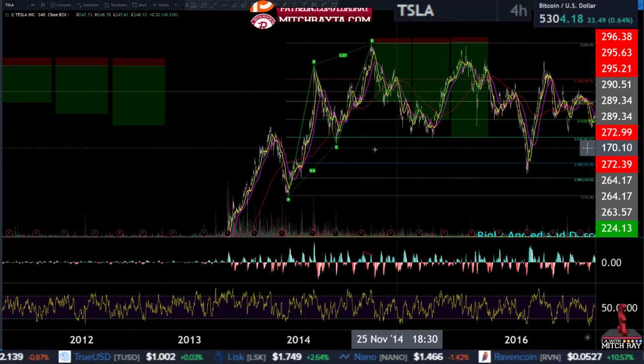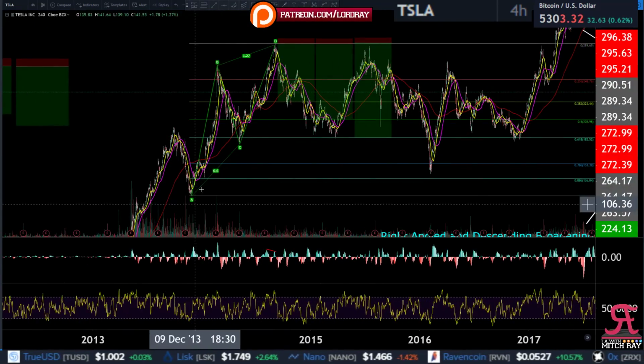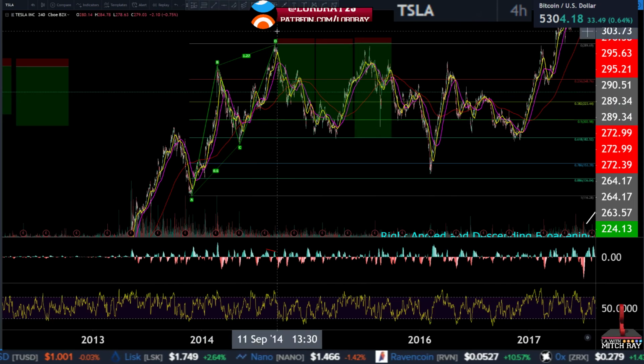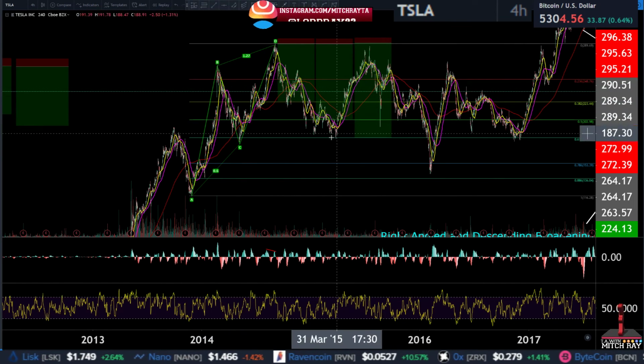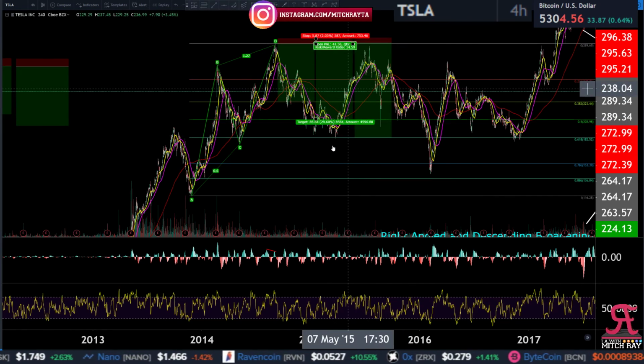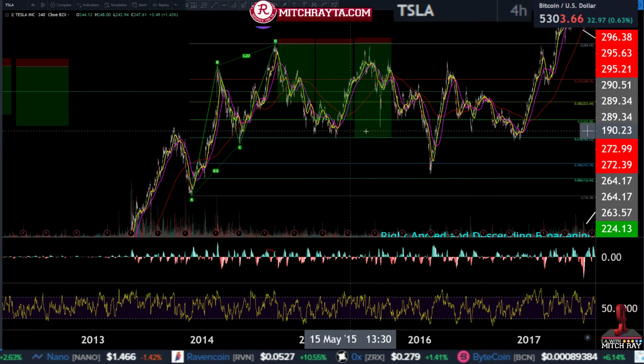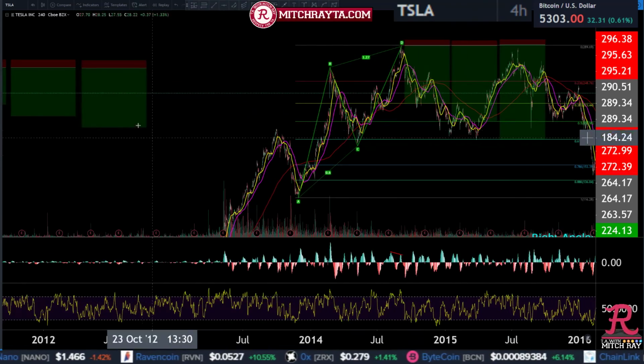There's your example, and then your real world example. A, B, C, D, entry on the short, 382, 50%, 618, before the crazy rebound. Look at that rebound at the 618. Unreal. All right, so that's it.